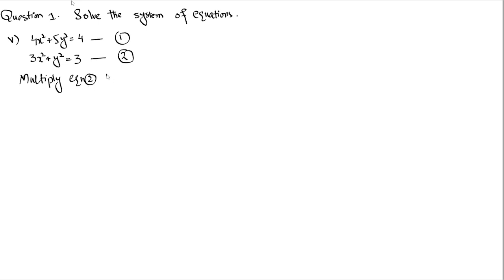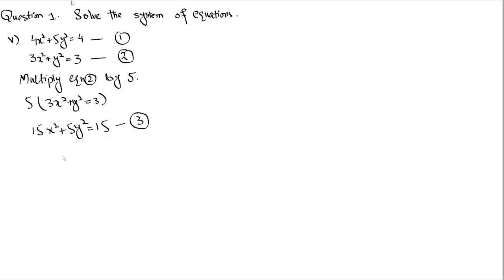So first we will multiply equation number 2 by 5, so that we can make the coefficient of y square equal to the coefficient of y square in equation number 1. So 5 into 3x square plus y square is equal to 3. Now 5 multiplied with 3 is 15x square. 5 multiplied with y square is 5y square. And 5 multiplied with 3 is 15. Let's say this is equation number 3.